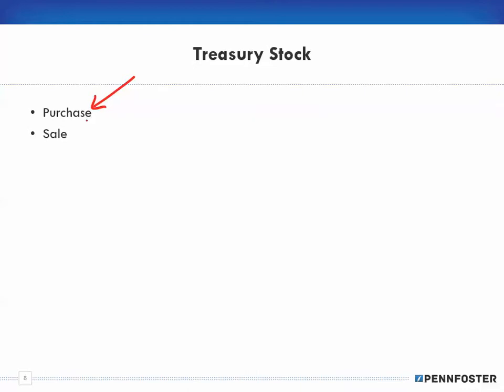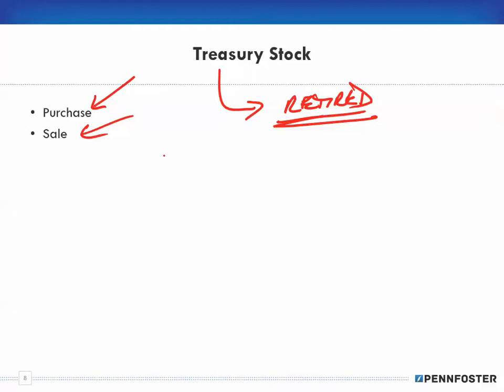So we have the issue of purchasing it. When they purchase it, this company has this treasury stock, but when they have the stock, it still is not retired. Retired meaning no longer exists. Treasury stock still exists, so if the company buys it back, it is still possible for them to sell it back into the marketplace, put it back out there. However, if they decide not to do that, they can decide to retire that treasury stock.